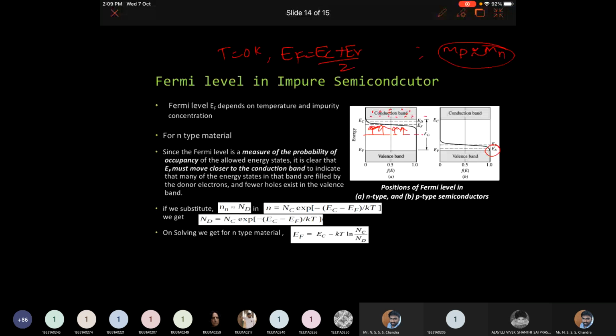Okay, so most of the electrons are staying at the energy level of your acceptor ion. So what happens? Instead of being exactly at half of your EC and EV, the Fermi energy level will be brought down towards the valence band. Okay, so in an n-type material, your Fermi energy level will be somewhere slightly below your donor energy level, but above your average of EC plus EV.